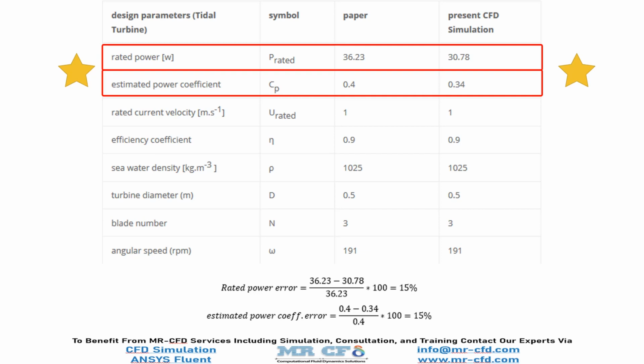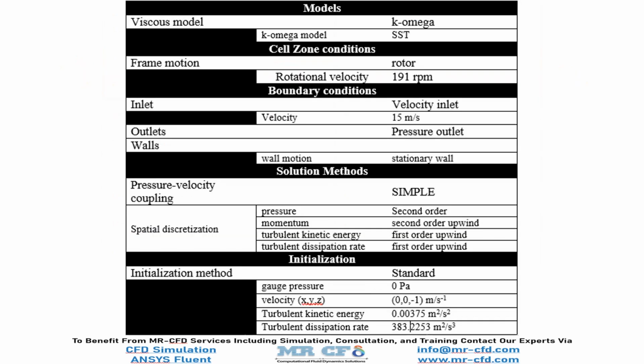For example, for 2 parameters of rated power and estimated power coefficient, the amount that the paper has reported is equal to 36.323 actually, and the amount our CFD simulation has produced is equal to 30.78. As for the estimated power coefficient, the paper has reported the amount of 0.4, and we have reported the value of 0.34, which you can easily see how these values are near to each other. Finally, a summary of different settings and setup that we have used in our project is presented to you in the slide.